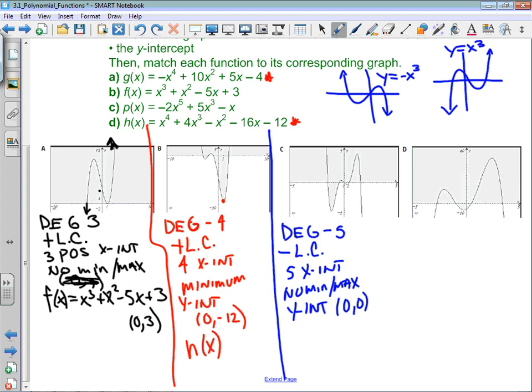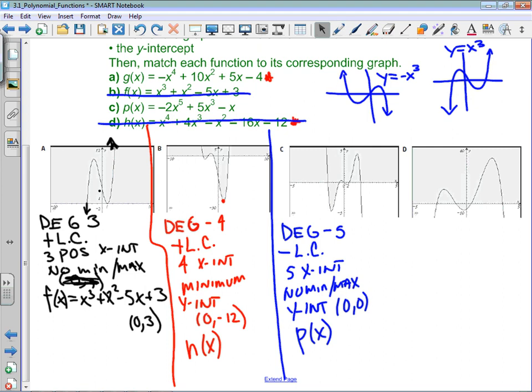Now, we're getting a little bit messy here, so I'm just going to cross out some of the ones we've done. We've identified h of x. We've identified f of x. So it's a toss-up between p of x and g of x. And hopefully it's not much of a mystery. Because this is degree 5, this graph C has to be the graph of p of x. And we do see that p of x has a degree 5, a negative leading coefficient, and a constant of 0.